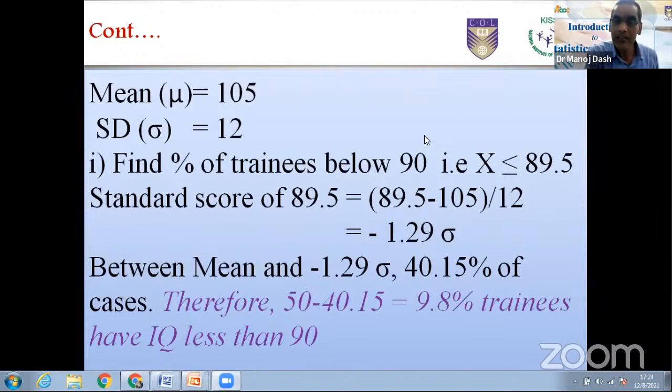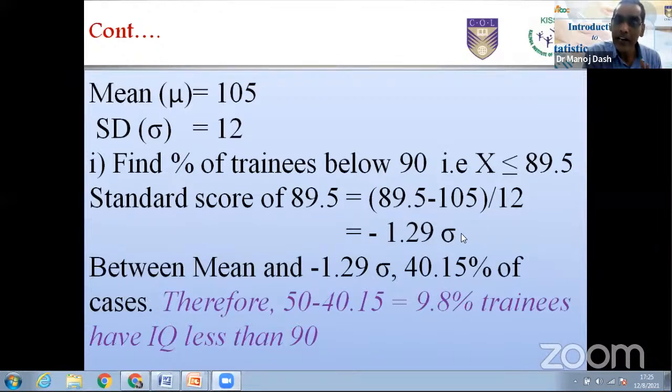In this case, below 90 means the score is less than or equal to 89.5. First of all, we need to convert the raw score to a standard score. So let us convert the raw score of 89.5 to a standard score. The formula is well known to you; you must have seen it in the module: score minus mean, 105 is the mean, divided by standard deviation. I am not doing anything new. The raw score is 89.5, our mean is 105 as given in the question, and the standard deviation is 12. You will get minus 1.29 sigma.